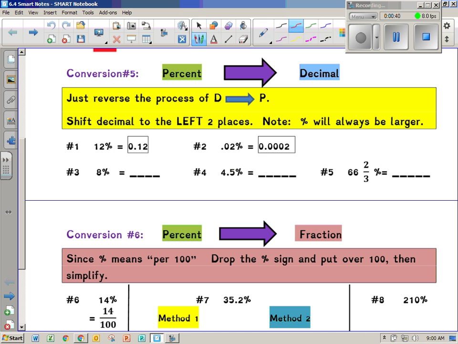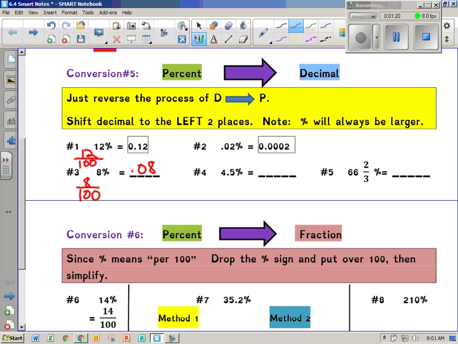If you'll recall, we shifted the decimal to the right when we started with a decimal, but now we're starting with a percentage. Remember, this means 12 out of 100, so it makes sense that it's 0.12. If you would like to write it that way, you can think of it like that. Or you could just shift the decimal 2 places to the left. Remember, I told you in the last video that the percentage is always larger than the decimal version. So if you get confused, just keep it straight like that.